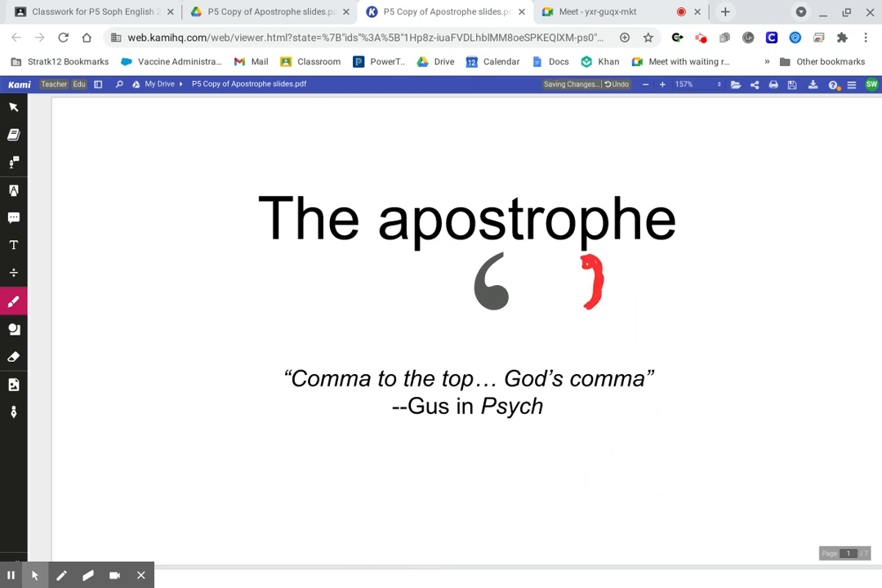Sometimes it's drawn like this, and sometimes it actually is drawn the other way around. It doesn't really matter which way you draw it, as long as it goes to the top. And in a TV show I used to watch with the kids called Psych, which is really a fun little TV show, they called it the comma to the top. They called it God's comma. So the apostrophe.